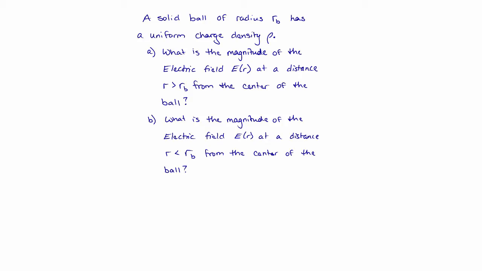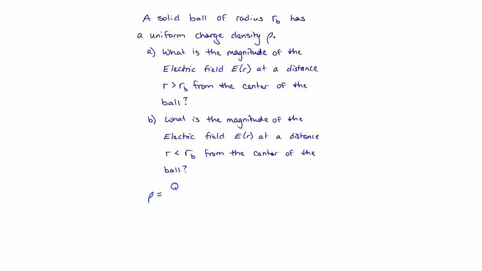In this example problem, we have a solid ball of radius r sub b that has a uniform charge density ρ. The questions we're going to attempt to answer are: what is the magnitude of the electric field at a distance of r greater than r sub b from the center of the ball? And then also, what is the magnitude of the electric field at a distance r less than r sub b from the center of the ball?